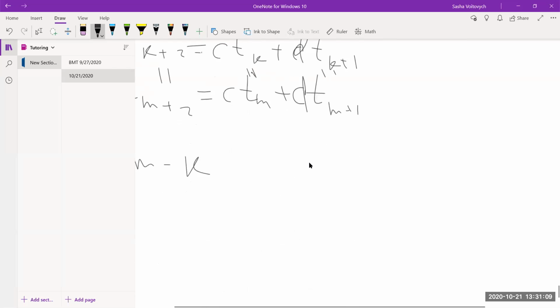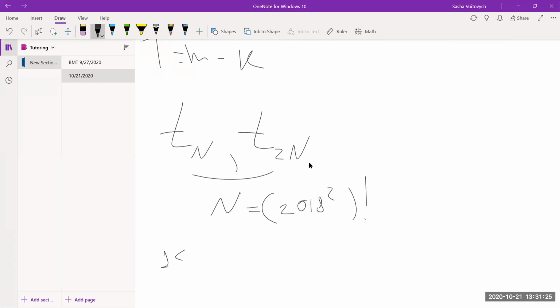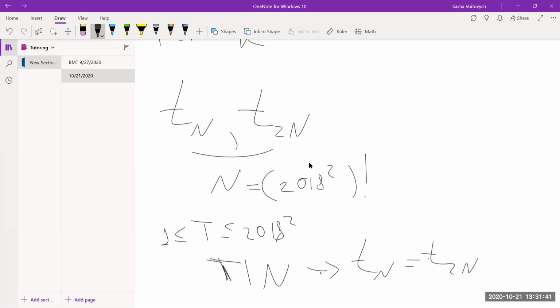Okay, so let's look at Tn and T2n. The distance between them is n, and n is 2018 squared factorial. So we know that t is between 0 and 2018 squared. Then for sure t divides n. Therefore, Tn is equal to T2n, because they're separated by some number of consecutive periods, right?